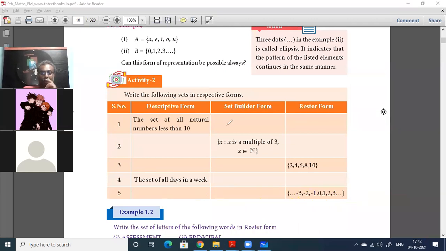Okay, set of all natural numbers less than 10. Then {x : x is a multiple of 3 and x is a natural number}. Can you say the descriptive form? Anybody say orally? The set of natural numbers which is a multiple of 3. That way. Set of all natural numbers which are multiples of 3. Okay. So, Sandhya, roster form for this. Can you write here? x is a multiple of 3, x is an element of natural numbers.